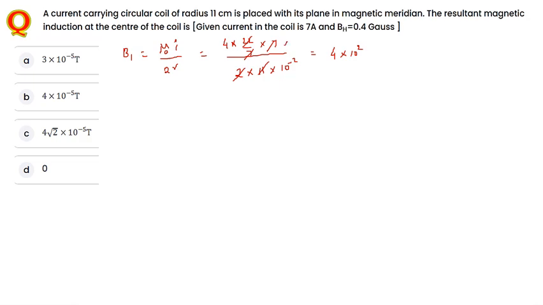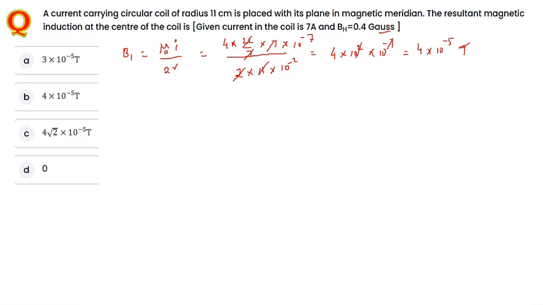And see here, mu naught is 4 pi into 10 power minus 7. I forgot this, so mention this also: 4 pi into 10 power minus 7 here. So this will be cancelled. What you are going to have here is 4 into 10 power minus 5. The answer you are getting here is in Tesla, but you have to convert it into gauss, because they have given the value in gauss.